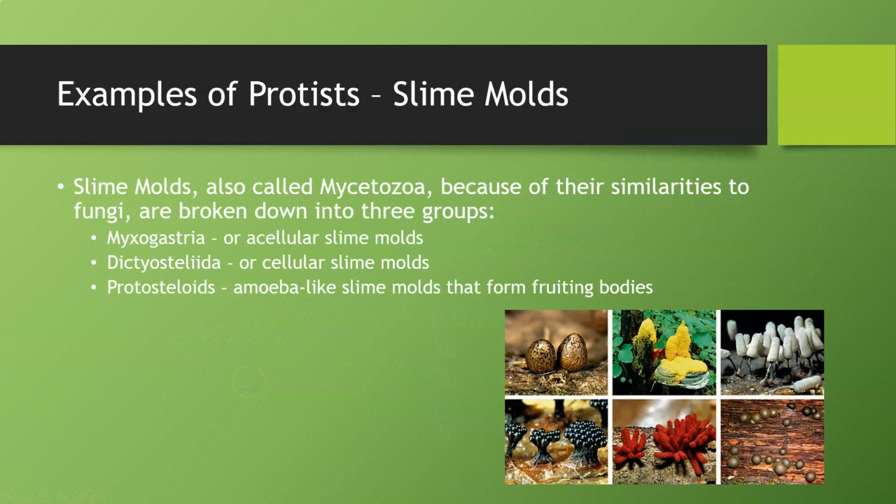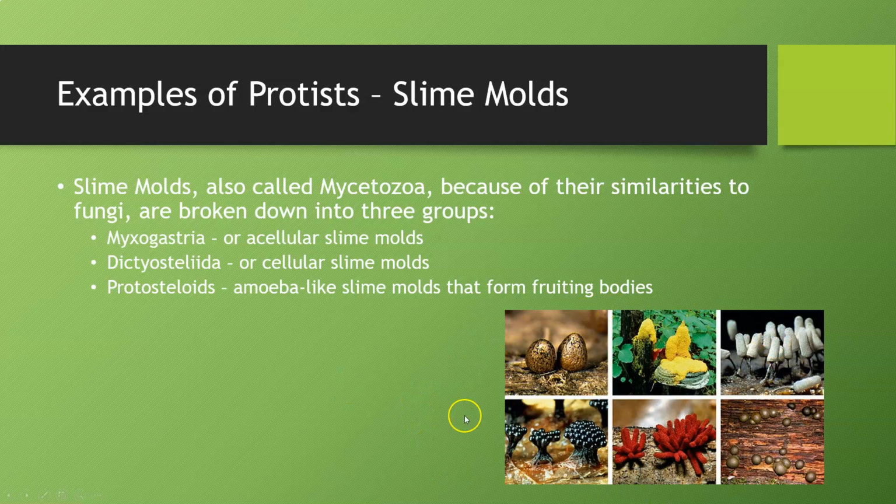Lastly, the type of protists that we're going to look at last is the slime molds. They are collectively known as mycetozoa, the prefix referring to the fact that they are very similar to fungi. And these are also broken down into three subgroups. We've got the Myxogastria, which are a type of slime mold referred to as acellular. Then we've got the Dictyostelids, which are the cellular slime molds, and the protosteloids, which are amoeba-like slime molds and are able to form fruiting bodies.